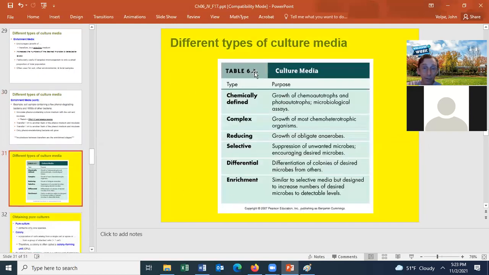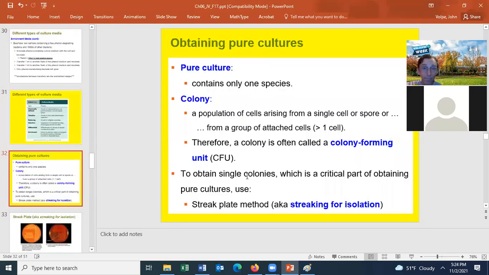All right, this table is showing you the different types of media that I've already discussed. Let me mention that a pure culture contains only 1 species in it. Louis Pasteur came up with the concept of working with a pure culture. An easy way of getting a pure culture is, of course, to streak it out on an agar plate and get a colony, and then take from that colony and streak it out on another agar plate and get a second colony, so that you've gone through 2 colony isolation events.